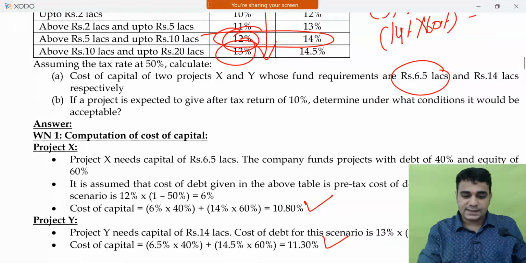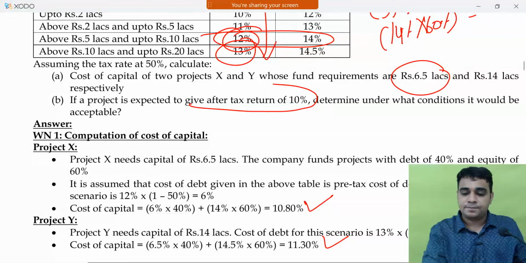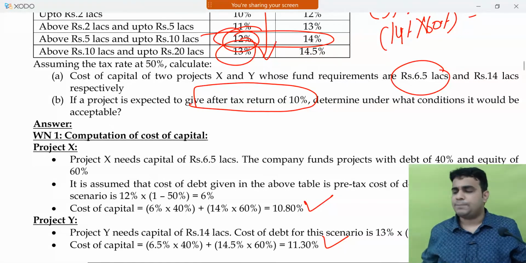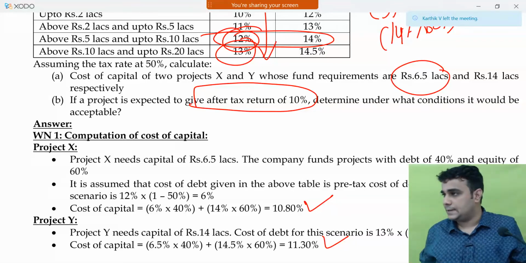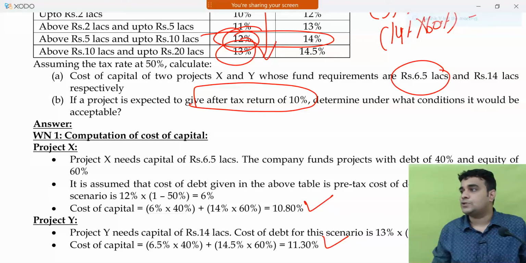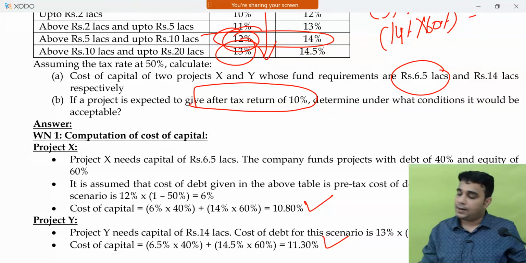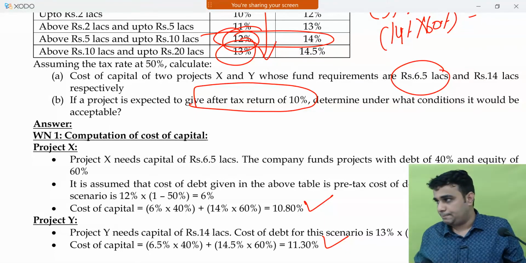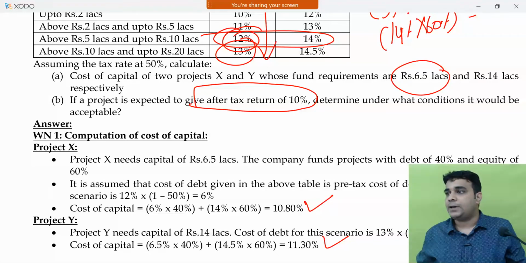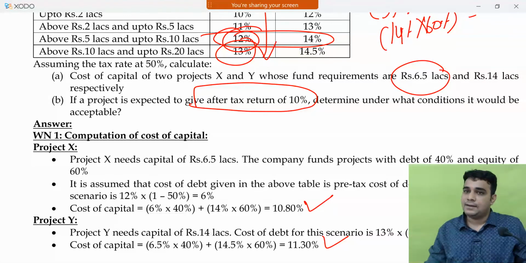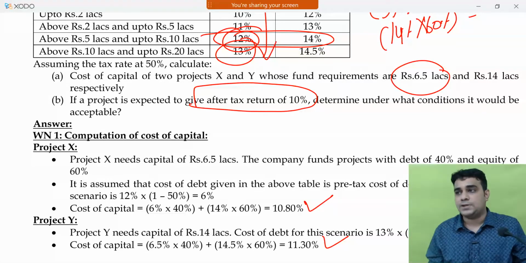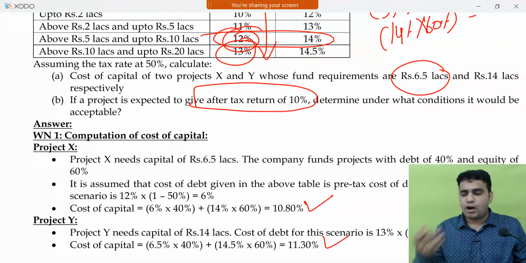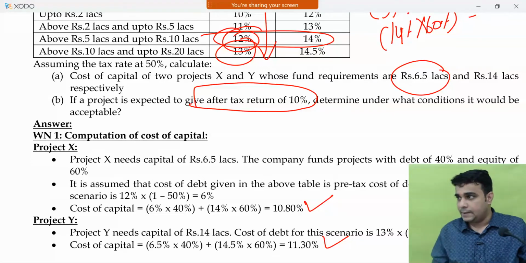Now the question says the company can earn a return of only how much? 10%. I will accept a project if the cost of capital is lesser than 10%. If you can earn a return of 10%, I can do the project if the cost of capital is lesser than 10%. Simple logic. Cost of capital should also be lesser than 10% because you are able to earn only 10%. So if it is lesser than 10%, I go ahead with such a project.